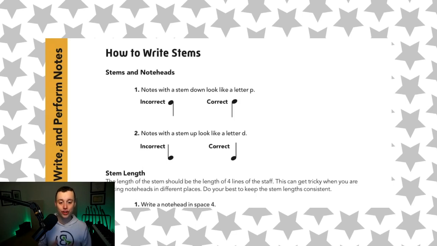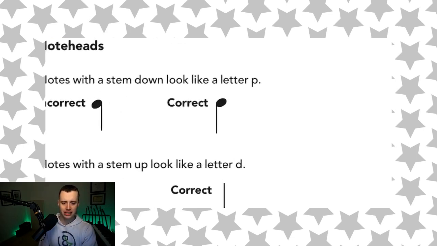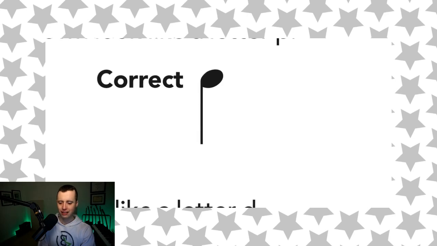In the last lesson, you learned all about how to write note heads. Now, in this lesson, you're going to learn about how to write stems. So notes with the stem down, that means the note head is above and the stem is going down, should always look like a letter P. Always. The way you're going to know that the stem is on the correct side of the note head for stem down is it looks like a letter P. There you go.